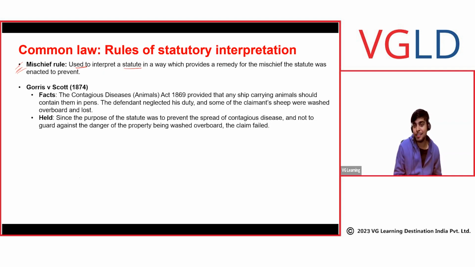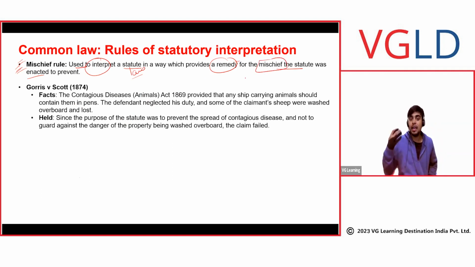The mischief rule is used to interpret a statute in a way which provides a remedy for the mischief the statute was enacted to prevent. So the purpose is that, when a law is created, this rule interprets it in a way that provides a remedy to the mischief. Let's say we want to stop something from happening, that is the mischief. So we want a remedy for the mischief. Let's say somebody is stealing: the mischief is stealing, and the remedy is not stealing. So if it's a remedy for a mischief, we try to provide the remedy through the law.